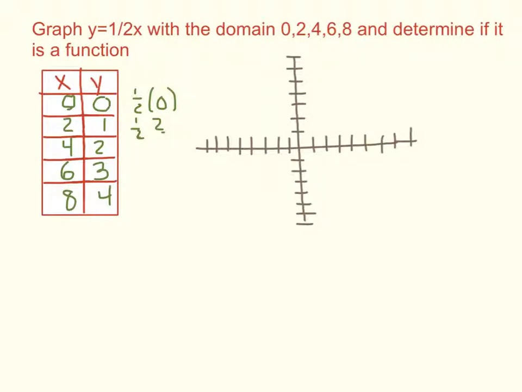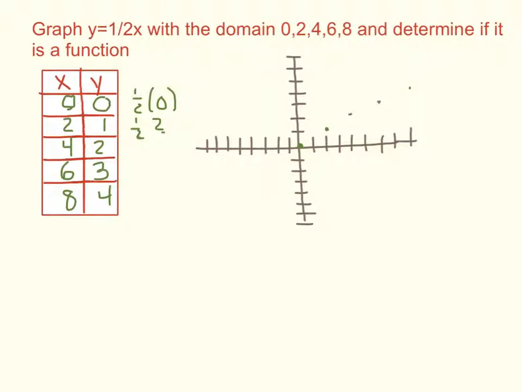We're going to think of these like being ordered pairs. Remember when you graph ordered pairs, you go side to side first and then up and down. So I'm going to graph the ordered pair 0, 0. I'm going to go over 2 and up 1. I'm going to go over 4 and up 2. I'm going to go over 6 and up 3. And then I'm going to go over 8 and up 4.